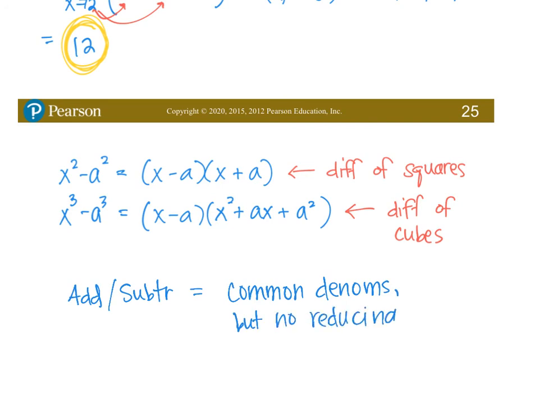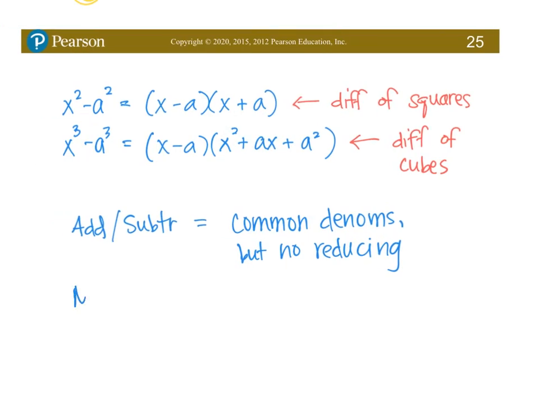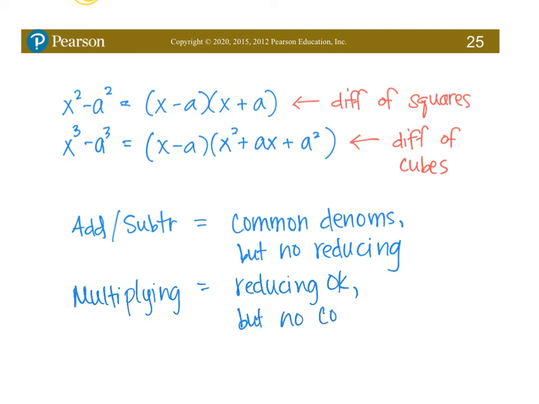And then when you are multiplying, reducing is okay, but not common denominators. So it's the opposite. Even though we're tempted to maybe treat them the same. Division is the same as multiplication. The rules are the same because division is the same as multiplying by the reciprocal. So any rules that follow for multiplication also follow for division as well. You just turn your division into a multiplication by the reciprocal.